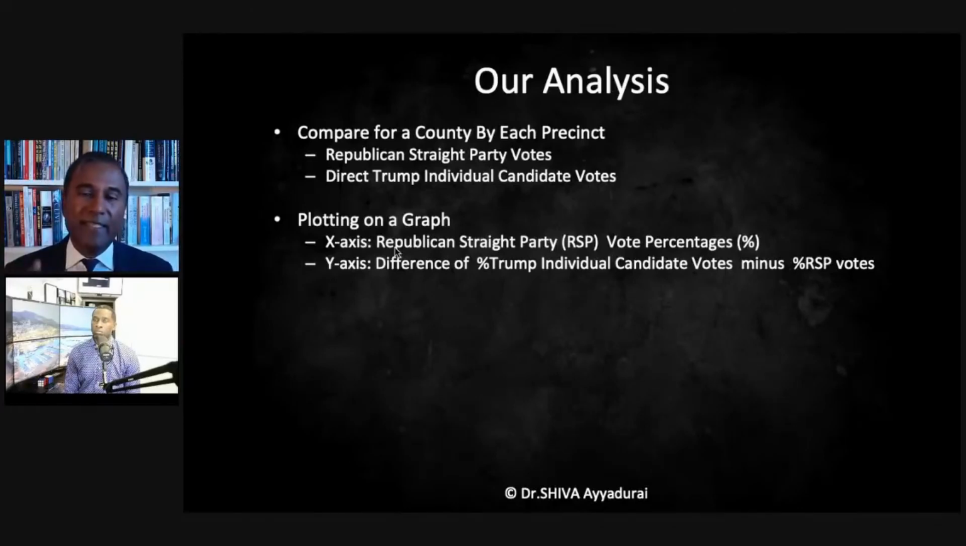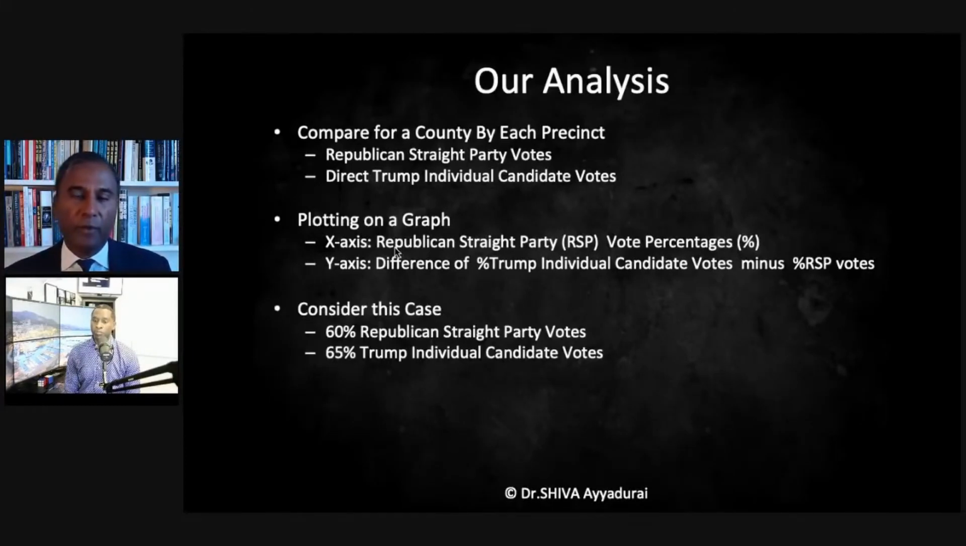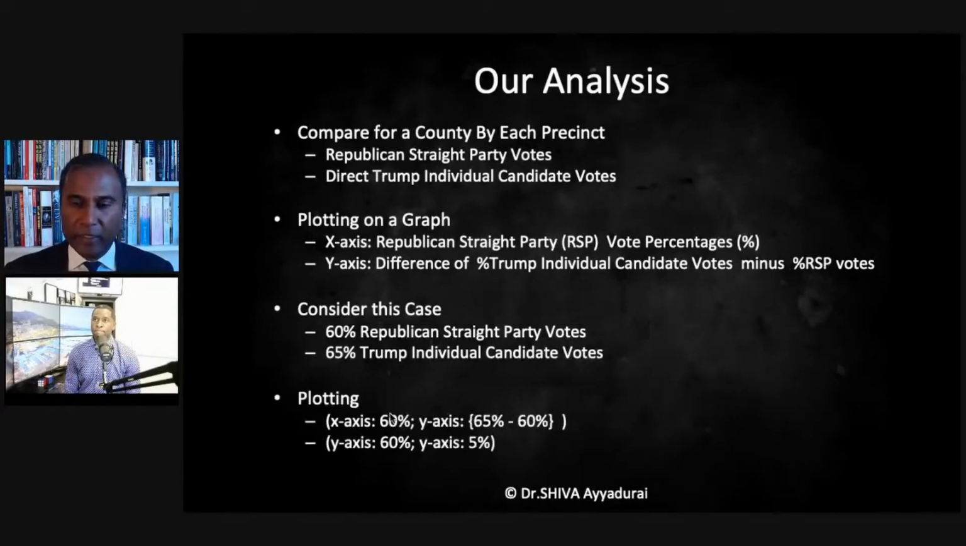And on the y-axis, we're going to have the difference between the percentage of people who voted for Trump in the individual candidates vote minus the people who voted straight Republican percentage vote. Straight party vote, 60% voted Republican. Okay, so that number would be 60%, which you would plot on the x-axis. And let's say for that same precinct, the individual percentage vote count for Trump was 65%. Okay, so what would you do? On the x-axis, you would plot 60. But on the y-axis, we're going to take the 65% minus the 60 to get 5%.